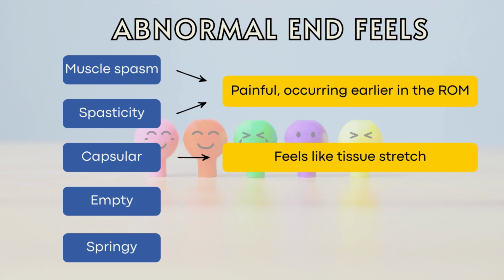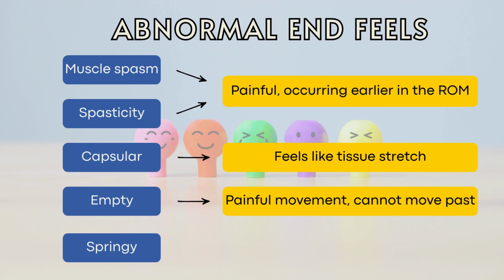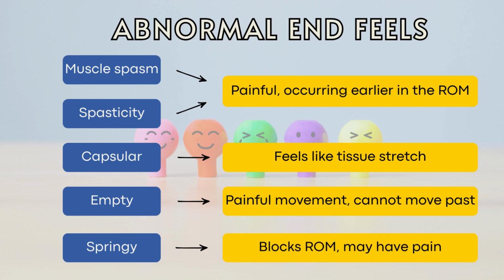The next one is a capsular end feel, which basically means there is a tissue stretch feeling, but this is occurring at the earlier range of motion rather than towards the end of the range of motion. The next one will be empty end feel, and this basically means that the movement will produce pain and you're not able to move past the pain. And lastly, for the springy block feeling, this actually happens in joints with meniscus such as the knee joint, and if there is a tear in the meniscus, then there will be this springy block sensation that you get when you try to move the joint past a certain range of motion.